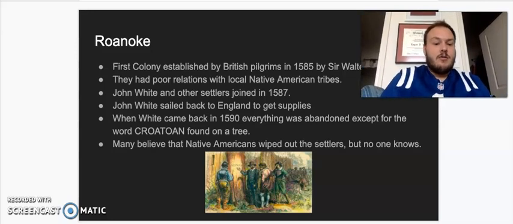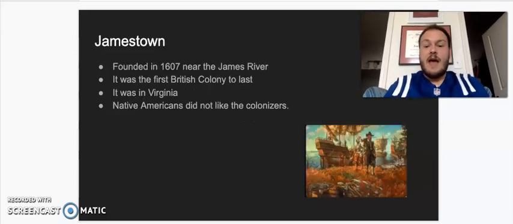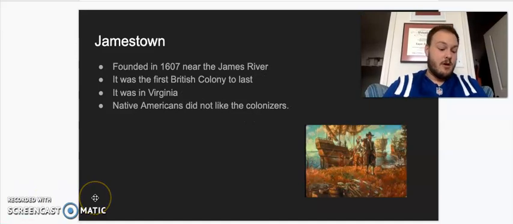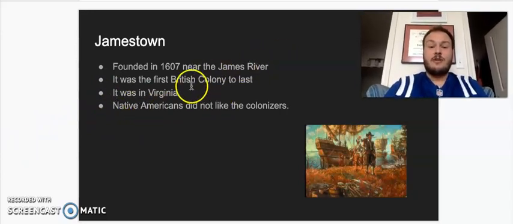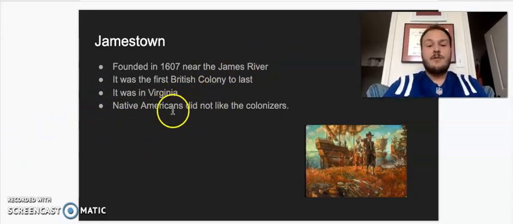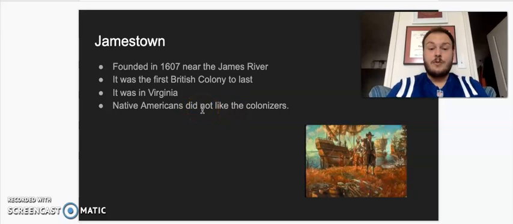So, following this, you had the colony of Jamestown, which was founded in 1607 near the James River. So, it's not too far away from Roanoke, but it was the first British colony to actually last. Again, it was in Virginia, and we know about Jamestown that Native Americans did not really like the colonizers.